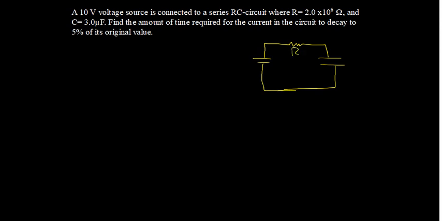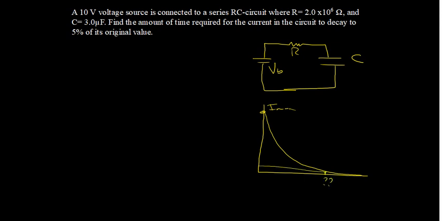I have the value of the resistance, the capacitance, and also the voltage of the battery. But as we know from our previous videos, where we discussed the current during the charging procedure, it always starts at the maximum and then decays until it vanishes completely. Here the question asks when I will have only 5% of the maximum. So it's somewhere here, almost vanishing. I'm trying to find this time.